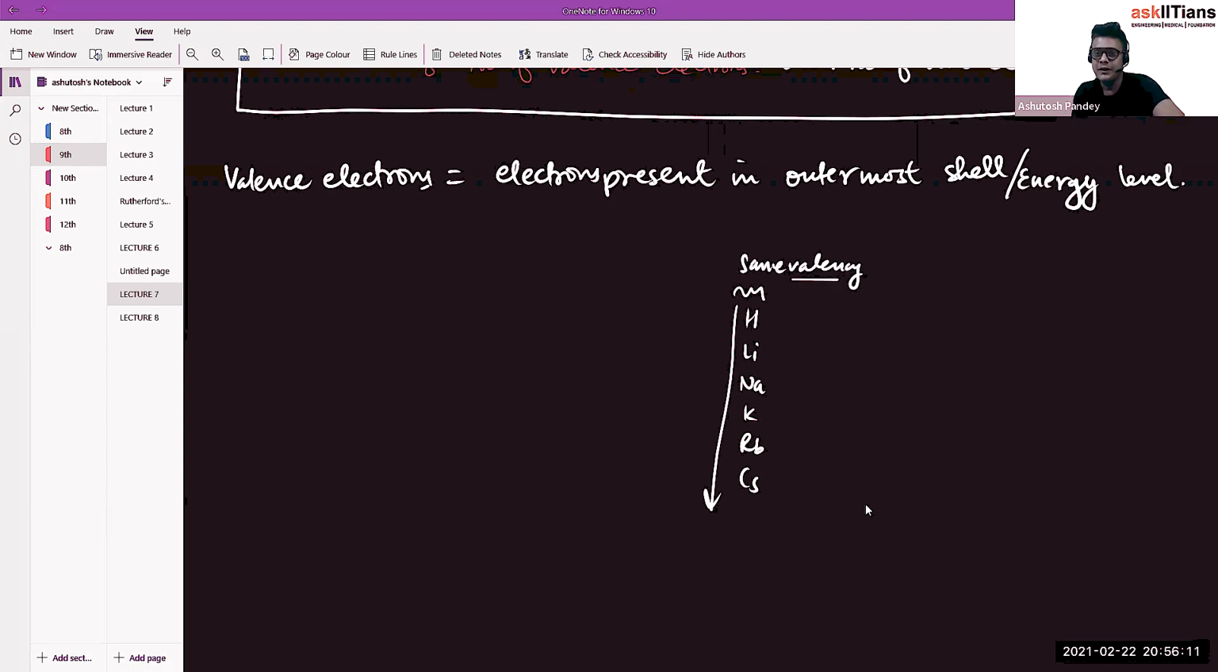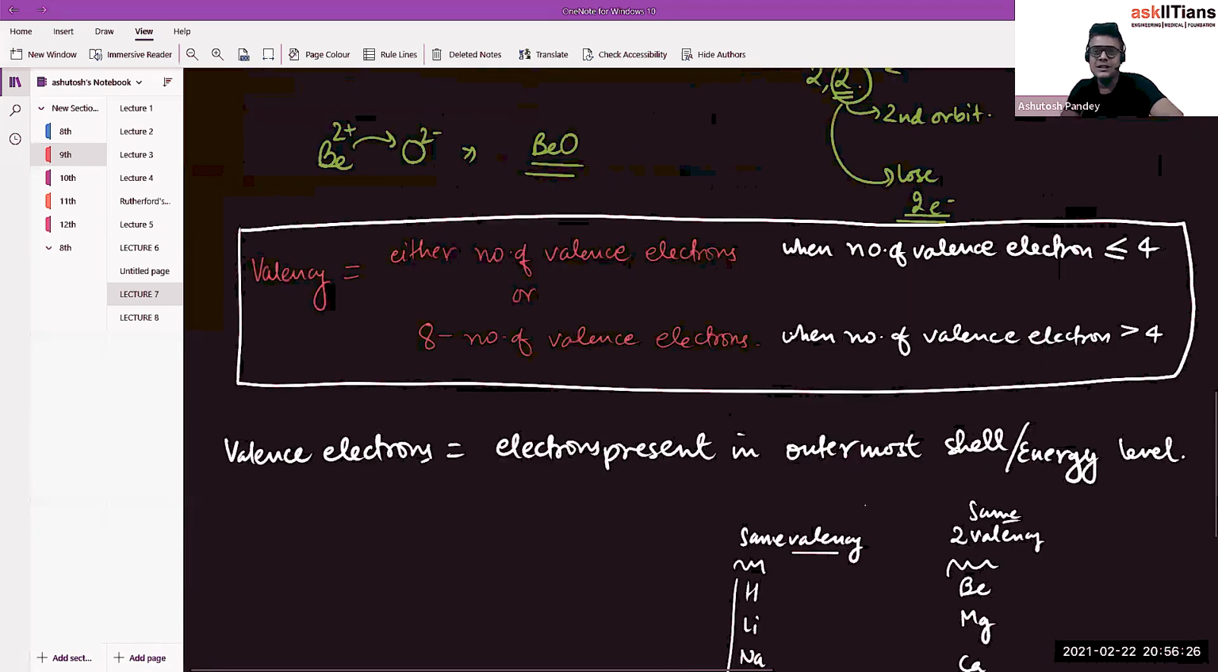Similarly, we have beryllium, then magnesium, then calcium, then strontium, then barium. All these will also have a valency of 2. So the same valency of 2.